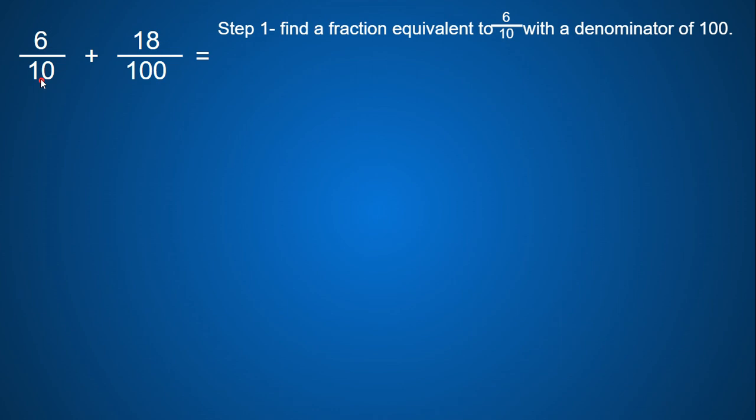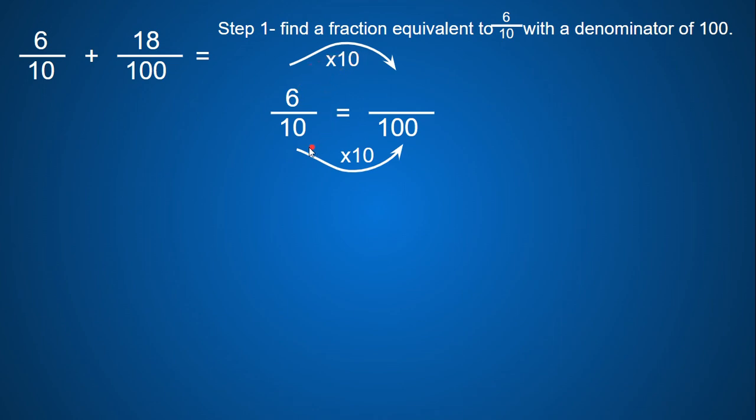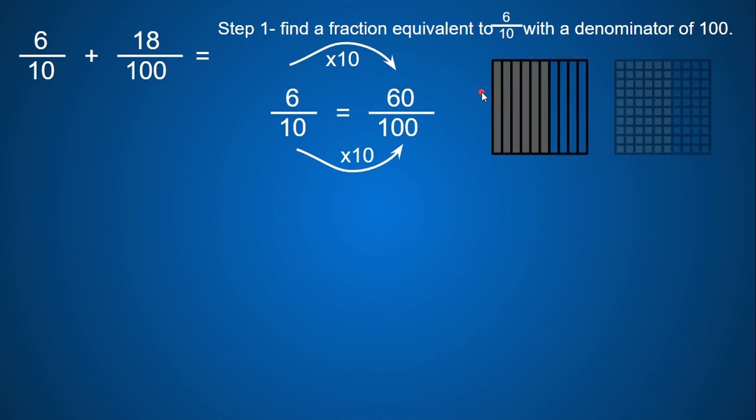To do this, I realize that 10 times 10 equals 100. So I will multiply both my numerator and my denominator by 10 to create that equivalent fraction. 6 times 10 is 60. So 6/10 is equal to 60 hundredths. And here's a model to show that 6/10 is equivalent to 60 hundredths.